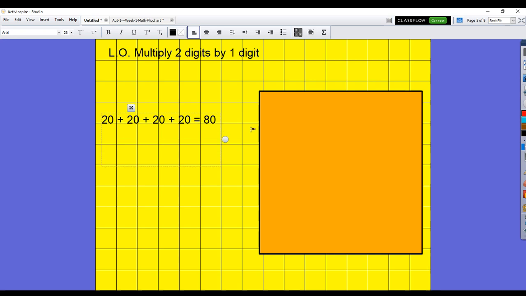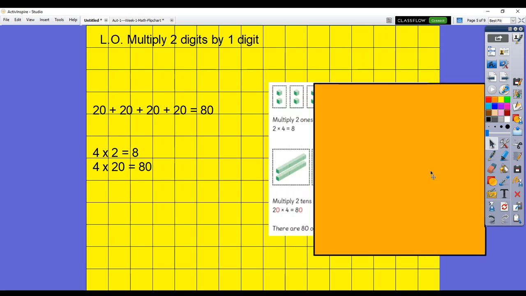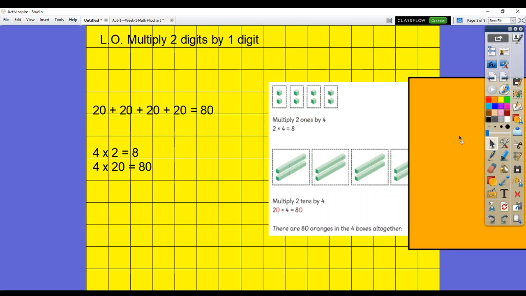Okay? Another way we could do it is we could do 4 times 2 because we know that 4 times 2 is 8. So if we then multiplied the 2 by 10, we're going to get to 20. So 4 times 20 is going to equal 80. Okay? So we've multiplied the 2 by 10 to get to 20. So if we multiply the 8 by 10, we're going to get to 80. Okay, we're putting that 0 on, we're multiplying it by 10.